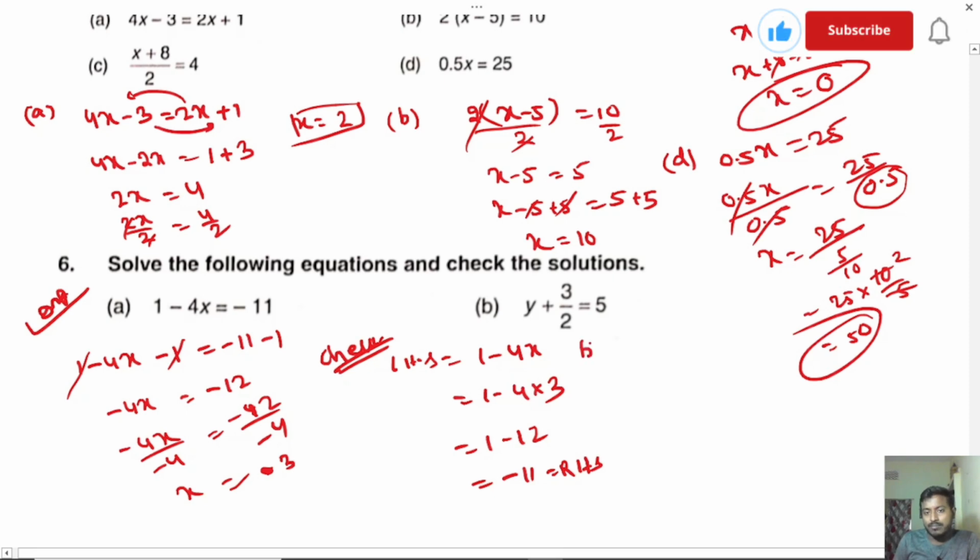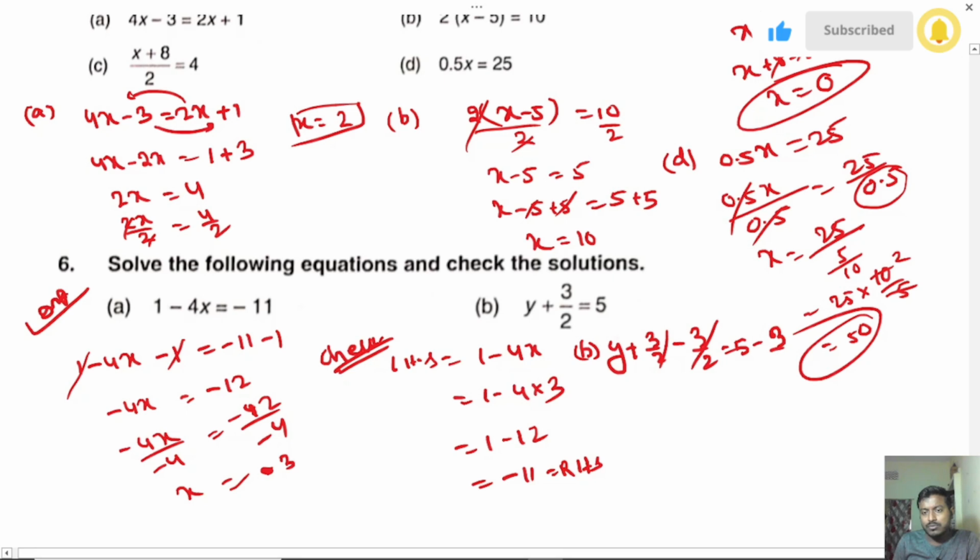Same, solve part b number: y plus 3 by 2. When we minus 3 by 2 then it will be cancelled, yes or no? Now do the right side also, minus 3 by 2. Now y equal to the fractions, solve with the LCM method. LCM is 2, 1 2s are 2, 5 2s are 10, minus 2, 1 3s are 3, y equal to 7 by 2.